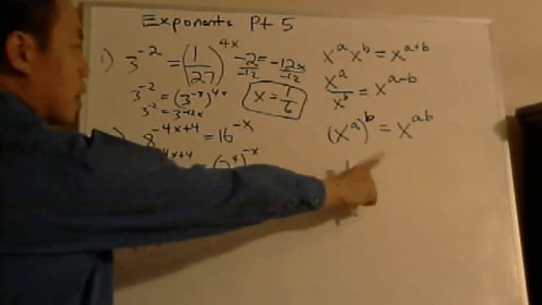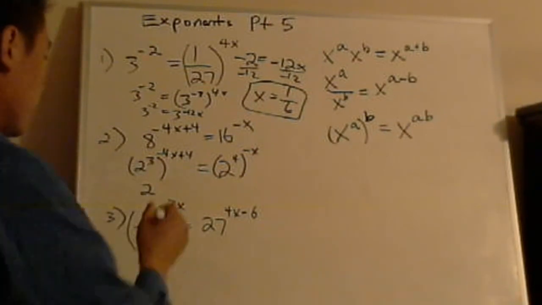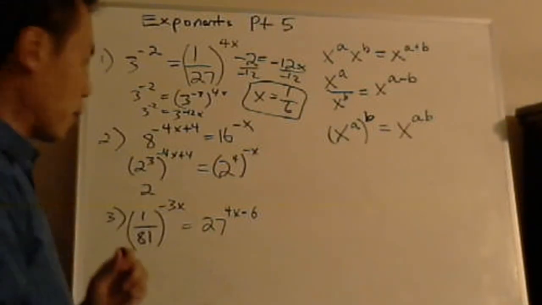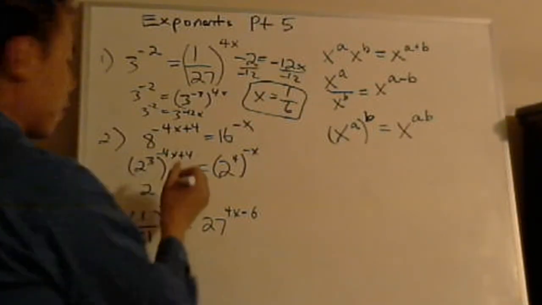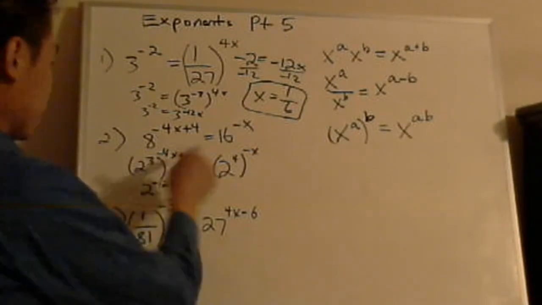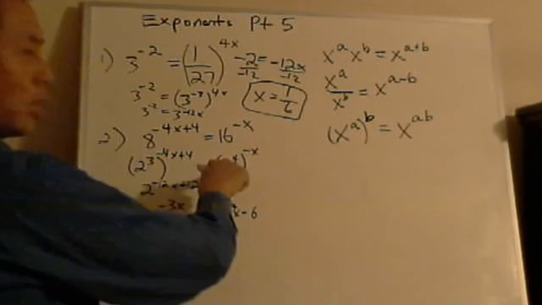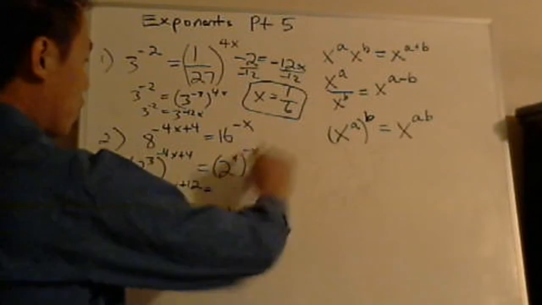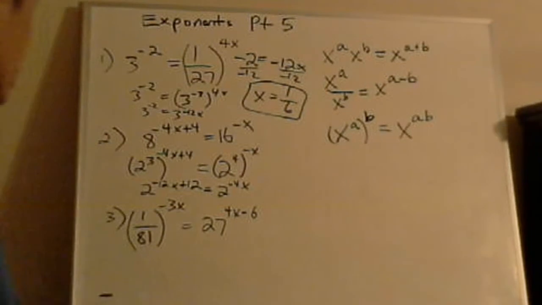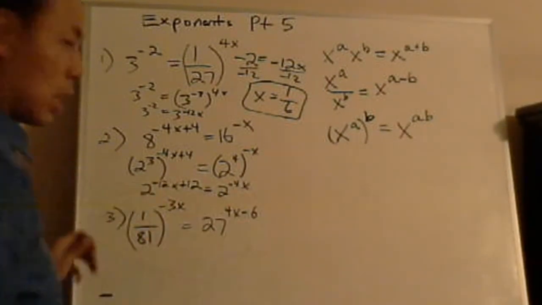So now let's use this power, okay? You multiply them together. So you get 3 times negative 4x plus 4. We have to use the distributive property, right? So 3 times negative 4x is negative 12x. 3 times plus 4 is plus 12. Equals 4 times negative x, because power of a power, remember? So you get 2 to the negative 4x. Okay. So now the bases are the same. You see, it's 2. Now you can set the exponents equal to each other.